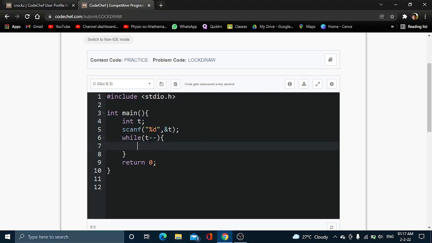In the second case, t has the value 2, so again it will enter the loop. In the third case, t has the value 1, so it is treated as true and it will enter the loop. And in the fourth case, t has the value 0, so 0 means false, it will come out of the loop and execute the outer instructions. So I think you are clear with this while loop.